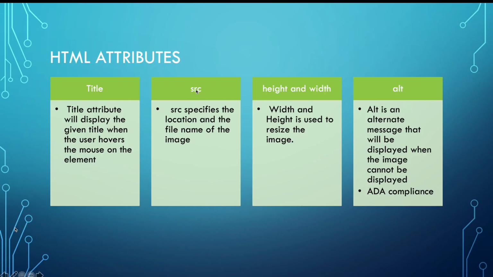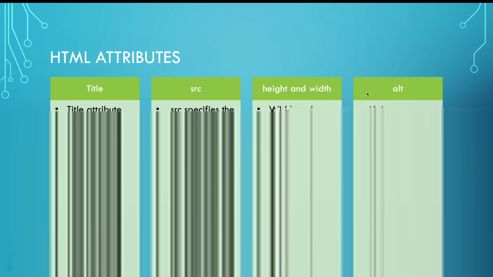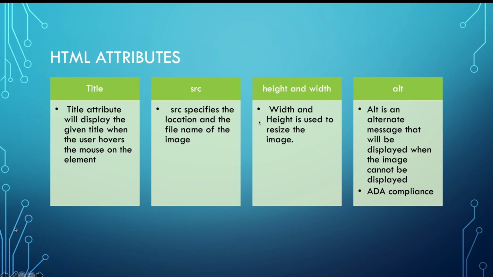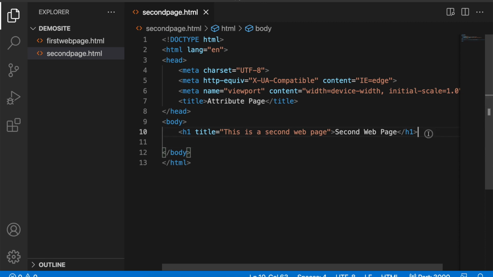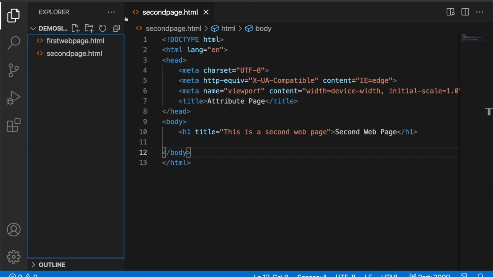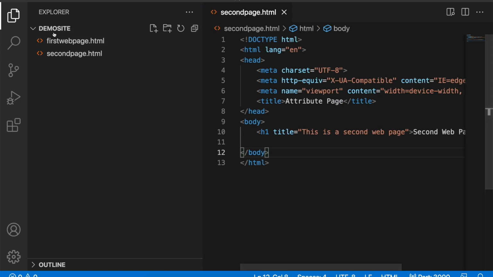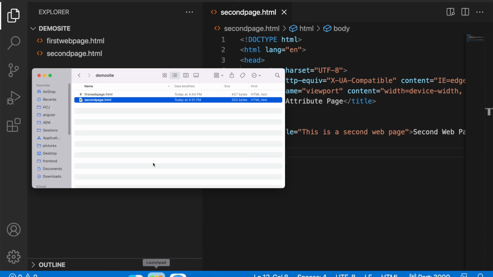Next we have src, height, width and alt. src specifies the location and the file name of the image. Mostly we will use src, height, width and alt inside the image element. So let's see how to use that. First of all, if I want to have an image on a web page, inside the demo site folder I need to have one image. So how do I get that image?